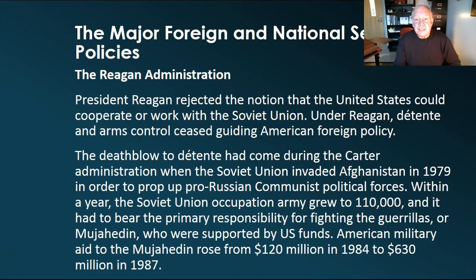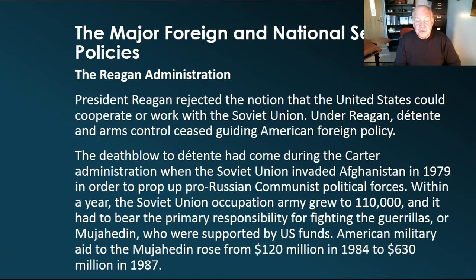President Reagan rejected the notion that the United States could cooperate or work with the Soviet Union. Under Reagan, détente and arms control ceased guiding American foreign policy. The death blow to détente had come during the Carter administration when the Soviet Union invaded Afghanistan in 1979 in order to prop up pro-Russian communist political forces.